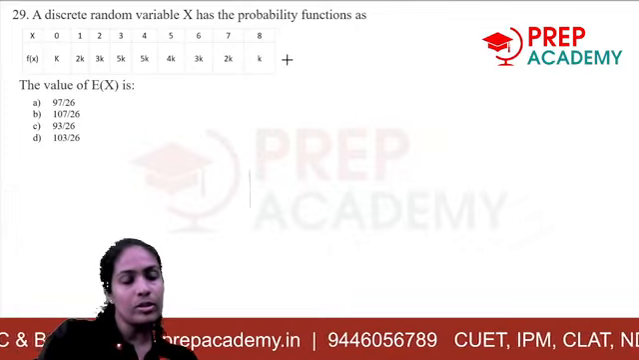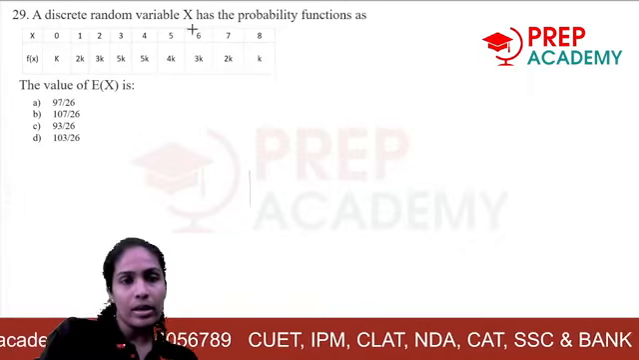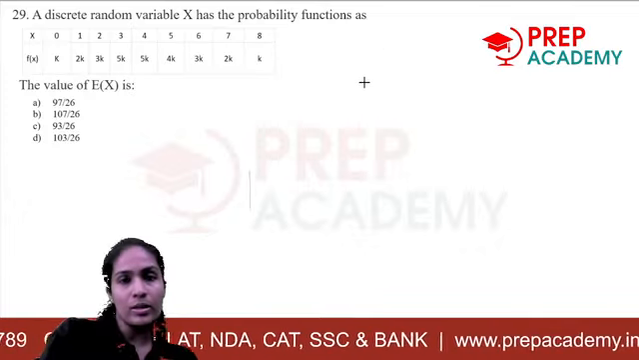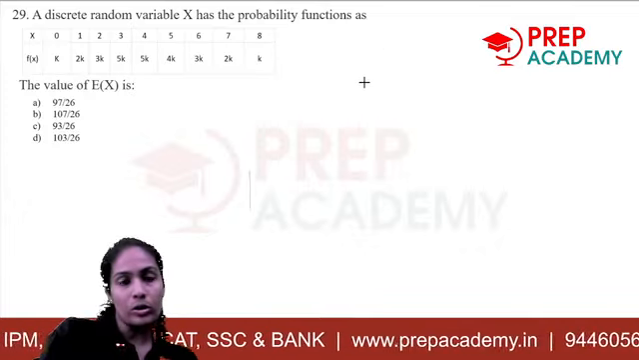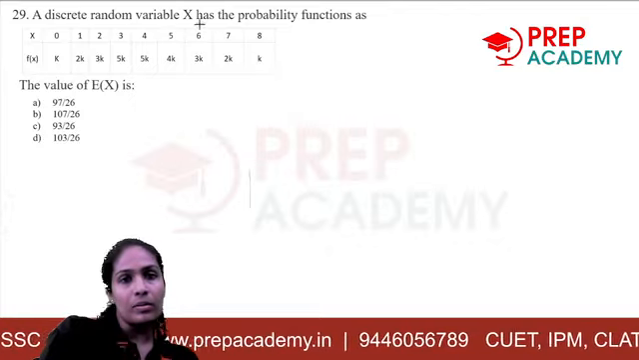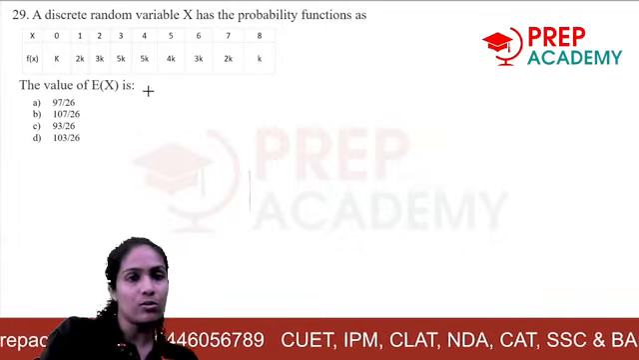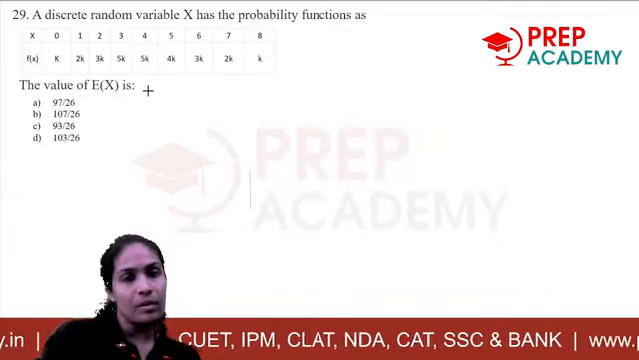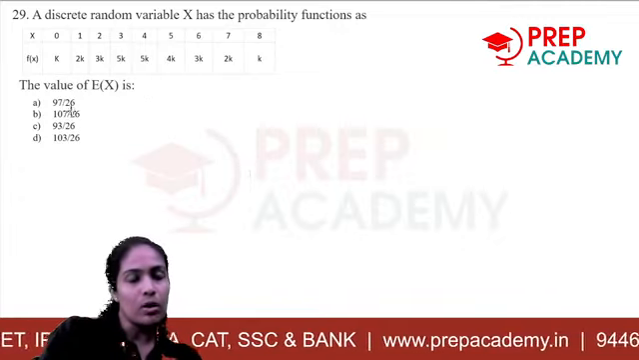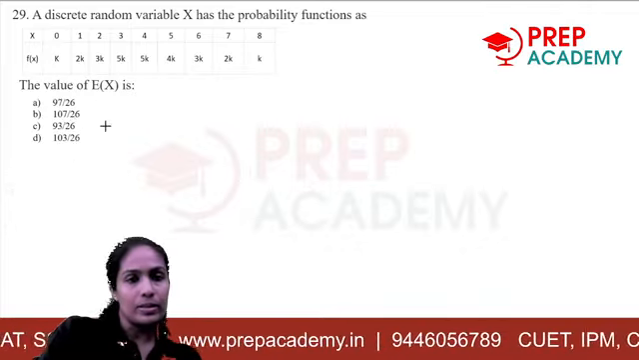29th question, a discrete random variable. Discrete random variable means the random variable takes discrete values, that is 0, 1, 2, 3, etc. Continuous means it takes all the values in an interval. So this is a discrete random variable. It has the probability function as given below. The value of expectation of x, which means the mean of that random variable, is 97 by 26, 107 by 26, 93 by 26, or 103 by 26.